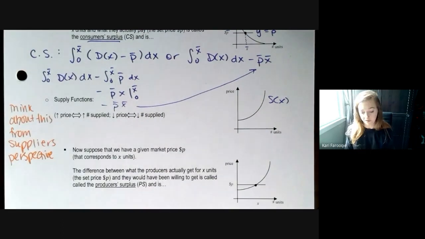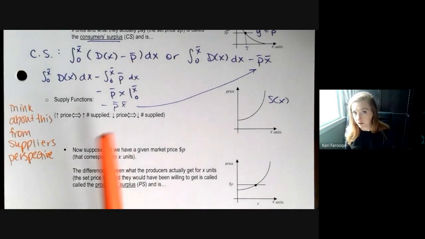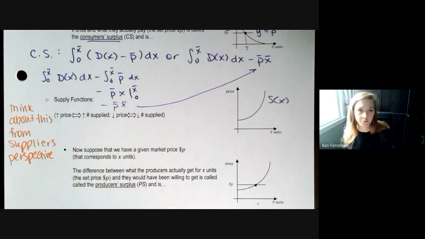In this case, if the price goes up, then the number of supplied items tends to go up. If a company knows that they're going to be making a lot of money off something, then they're going to make more of it so people can buy it. If the price goes down, they're not making as much money off of it, and they're probably going to make fewer of the item because it's not a big ticket item for them. So that's kind of the idea here on your supply function.